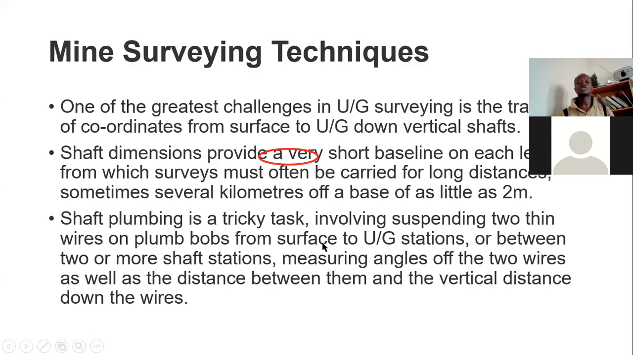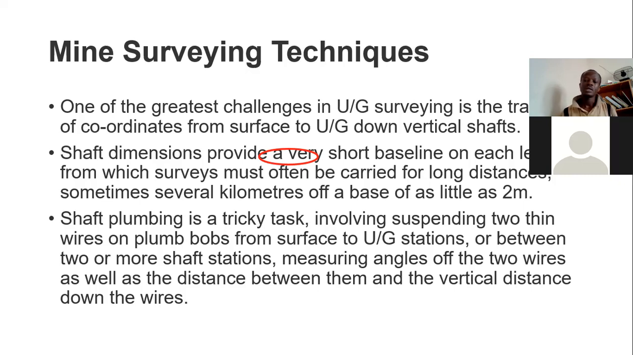Shaft plumbing is a tricky task. What it means is that you set up a theodolite, or a total station, and then you need to put what we call the plumb bob. You put a plumb line and then you drop it. You put a heavy metal at the end of the plumb line so that it is straight. Then you have to measure a distance all the way to the level of interest. And it's tricky.